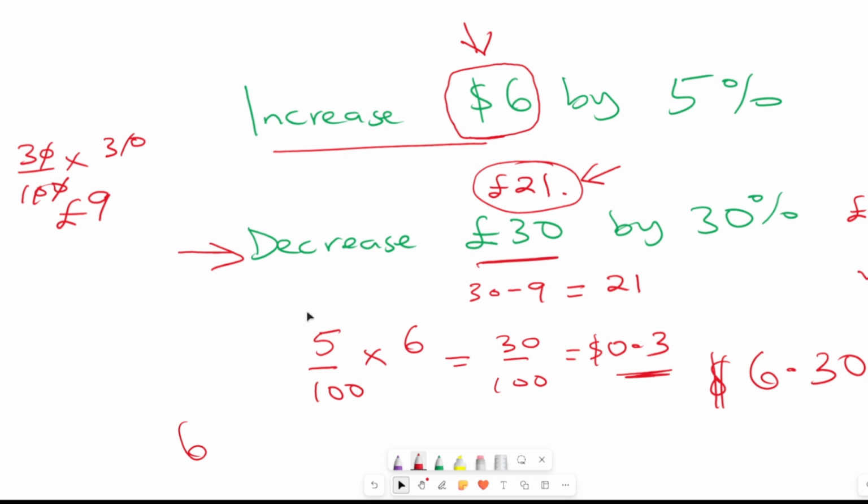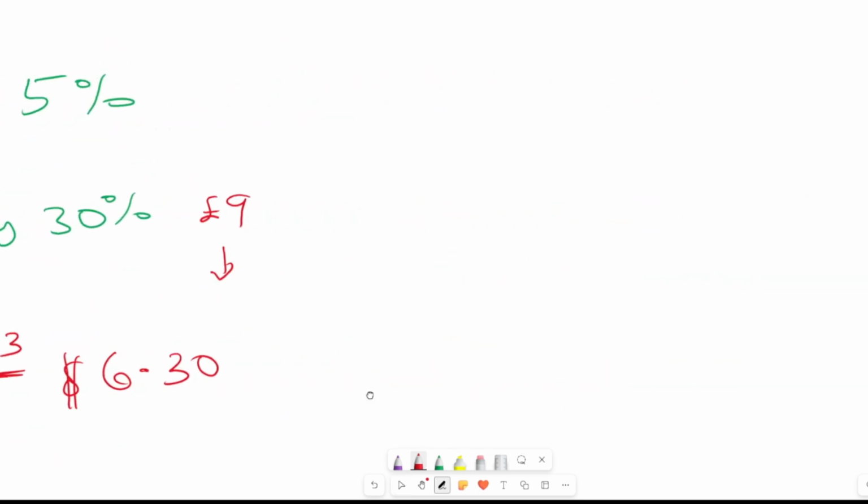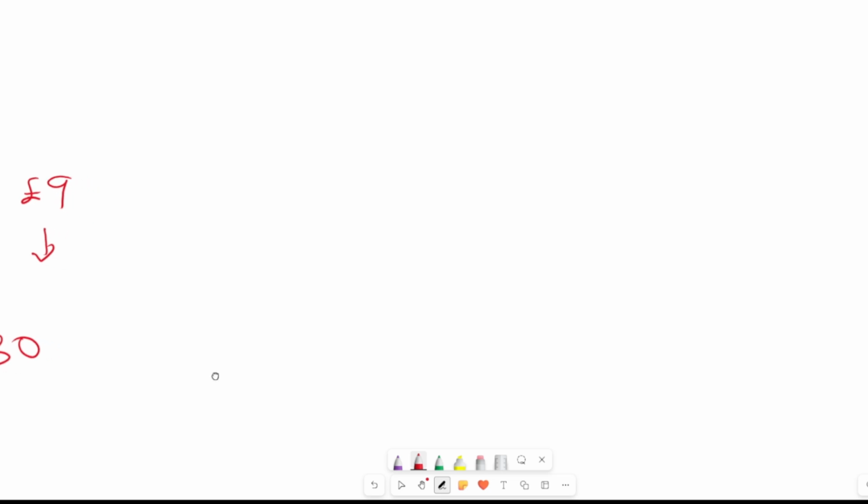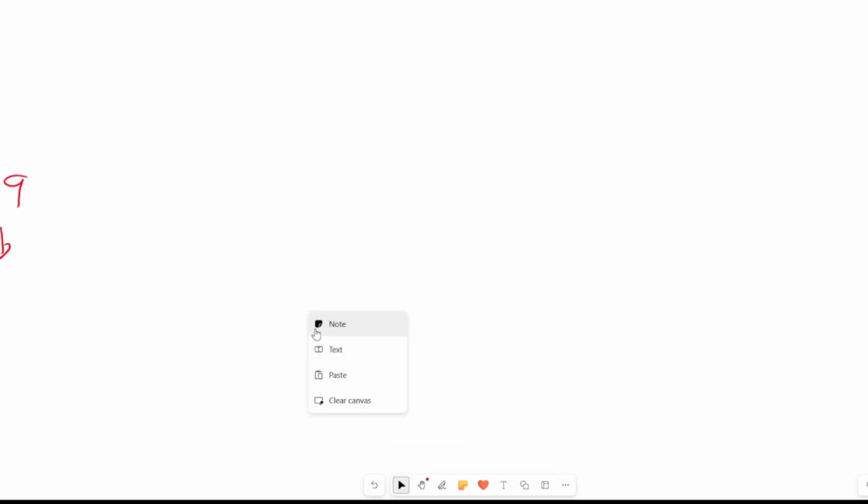So that is increasing and decreasing percentage. Now, the other basis for percentage that you want is expressing one quantity as a percentage of another. Okay, expressing one quantity as a percentage of another. And that can be a little tricky. So let's really pay attention.